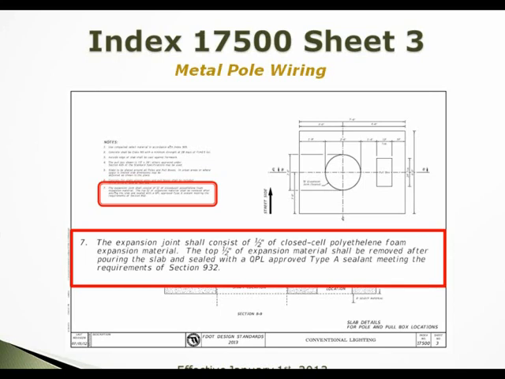And then when you came back and put a hot pour sealant on top of it, it melted the foam, and you still weren't getting a good fully sealed joint. So we've changed the material requirements on this expansion material to require a foam expansion joint and a type A sealant, which is a cold joint sealant. So those are the major changes that we have in 17500.